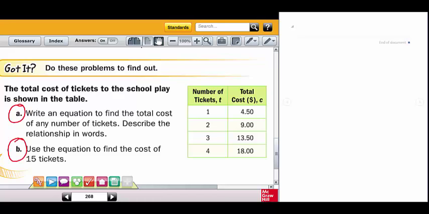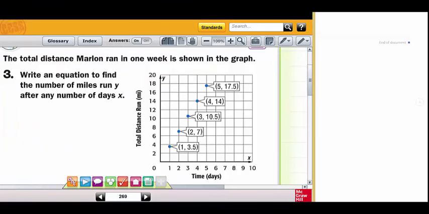In this case, I would recommend using the letters T and C for your input and output values. Example number 3 says the total distance Marlon ran in 1 week is shown in the graph. So you can see all the values for the distances that he ran on the graph.